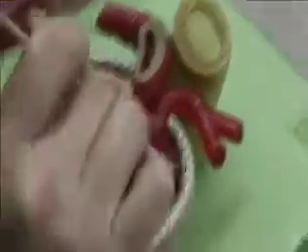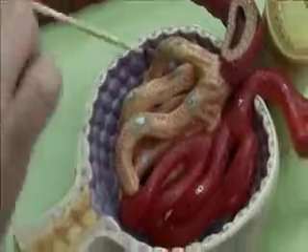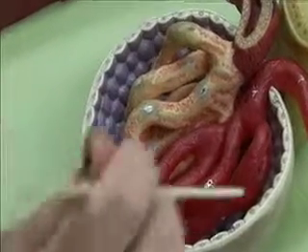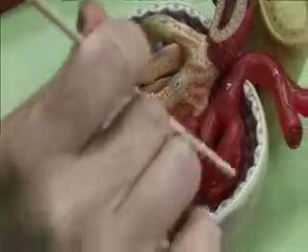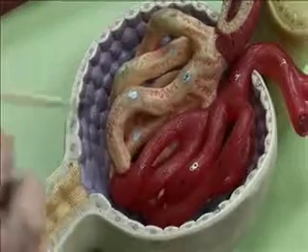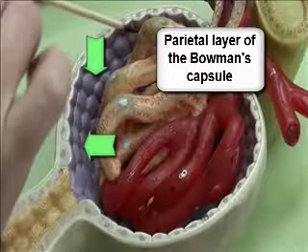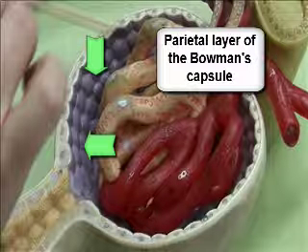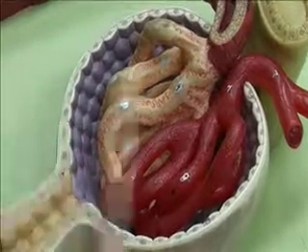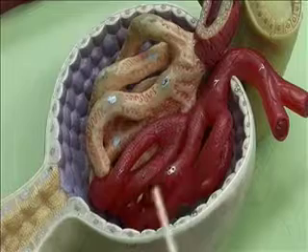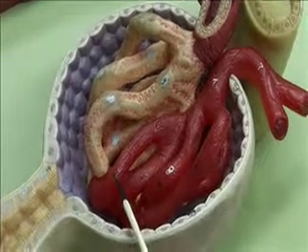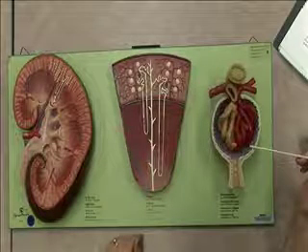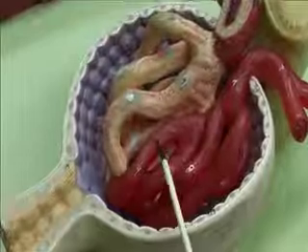Inside the Bowman's capsule is a purple lumpy membrane. This is the parietal layer of the Bowman's capsule. This is the innermost layer of the glomerulus. It's capillary endothelium. You can see the tiny little holes, which are fenestra.